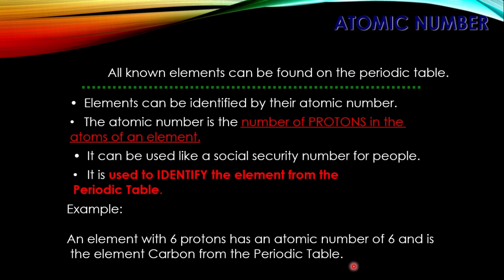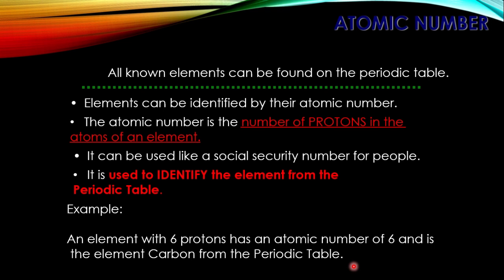So, para siyang social security number ng mga tao. Para din siyang student number sa school. So, yung student number mo ay magkaiba sa student number ng iba. Kapag hinanap namin yung student number mo, ibig sabihin, ikaw lang dapat ang mag-a-appear, wala nang iba. So, it is used to identify the element from the periodic table.